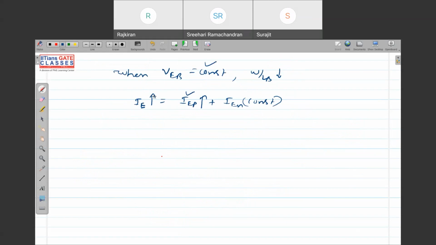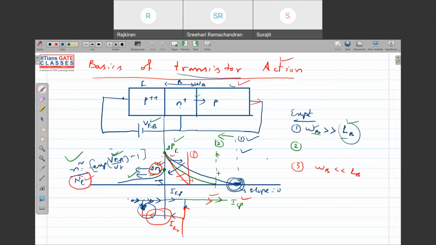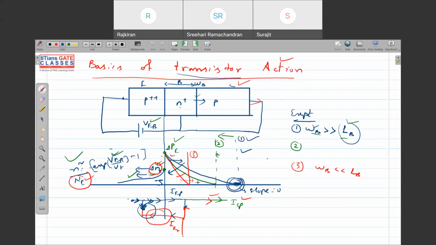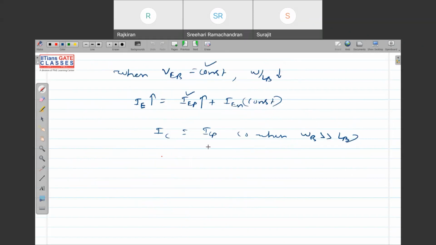Then what about the collector current, which is equal to ICP? Initially it is 0 when WB is very, very large compared to LB. In the first case it is 0. Then it goes on increasing because the slope goes on increasing, so ICP goes on increasing, and IC also will go on increasing.